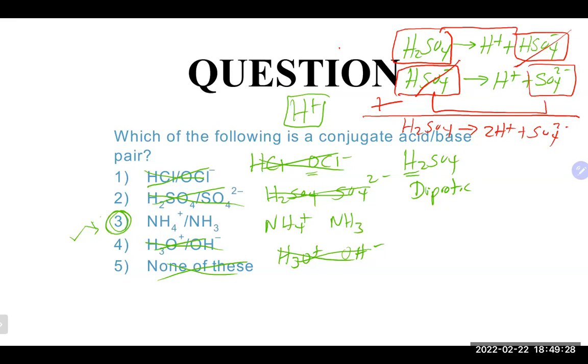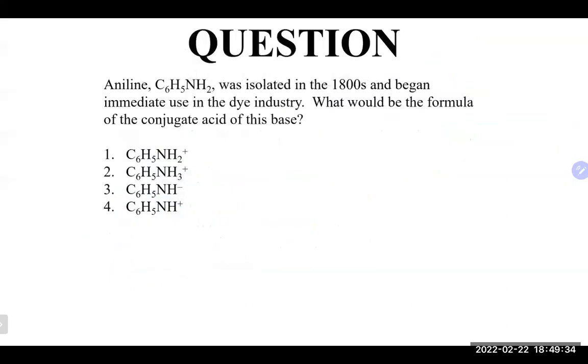Any questions on that there? Okay. All right, so let's take a look here. C6H5NH2 is isolated, blah, blah, blah. What is the formula of the conjugate acid here?